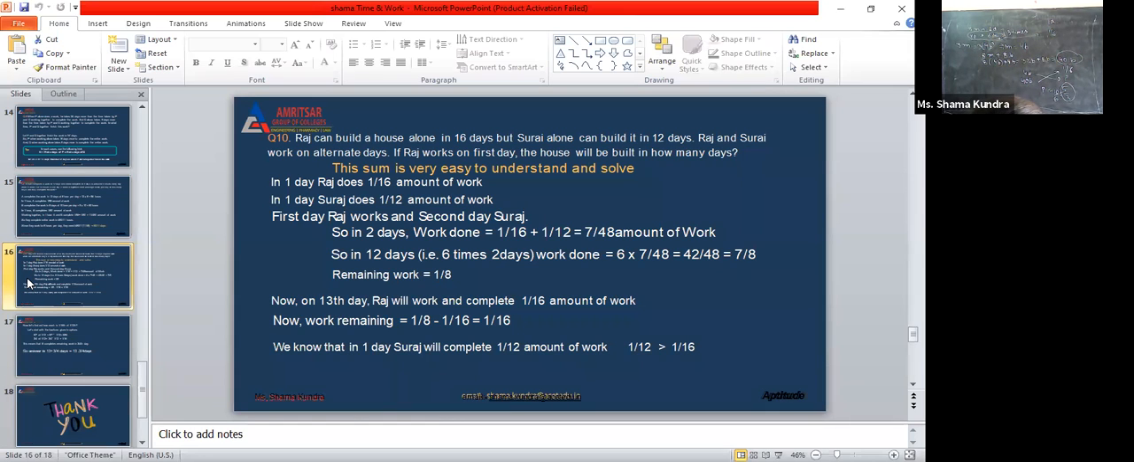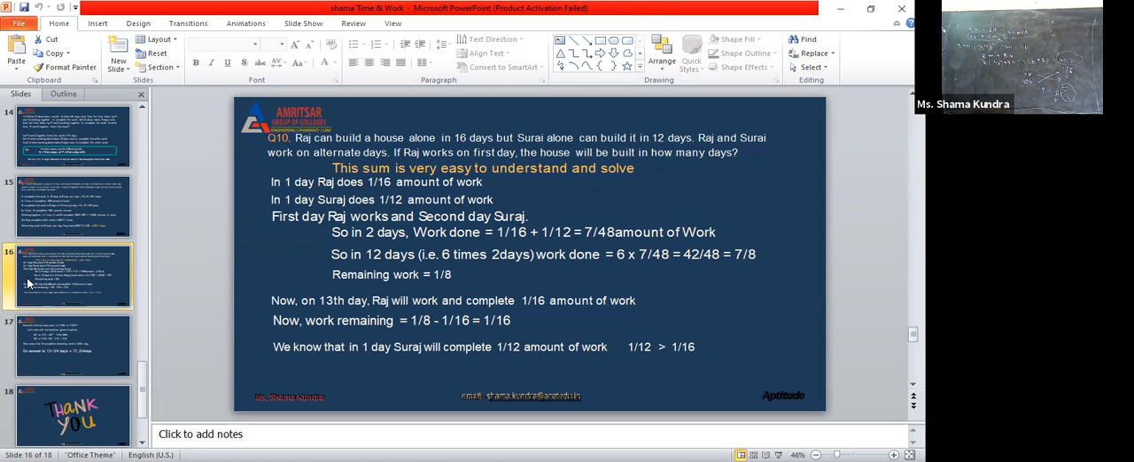How much work will he do in one day? On the 13th day, Raj completes 1 by 16 amount of work in one day. Now 1 by 8 is greater than 1 by 16. That means Raj cannot complete 1 by 8 amount of work on the 13th day. He completes less, that is 1 by 16 only. So how much work is left? 1 by 8 minus 1 by 16. It is 1 by 16. So 1 by 16 amount of work is still left.